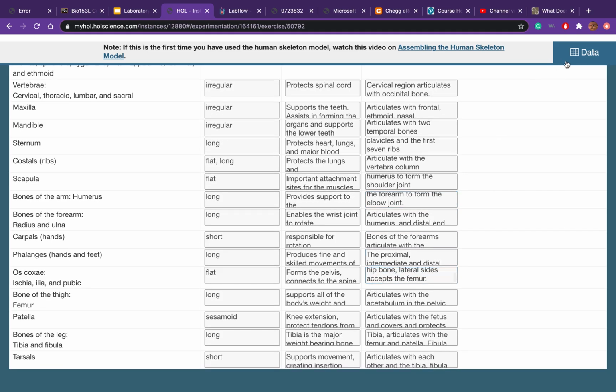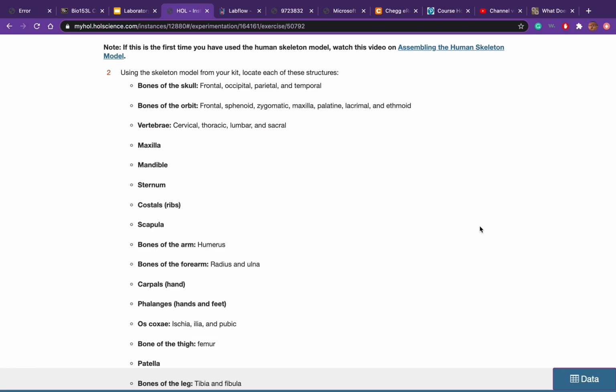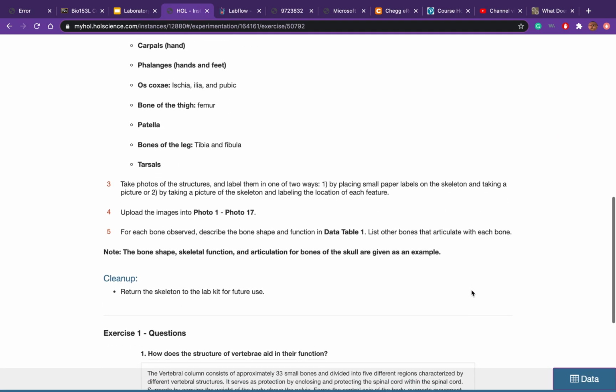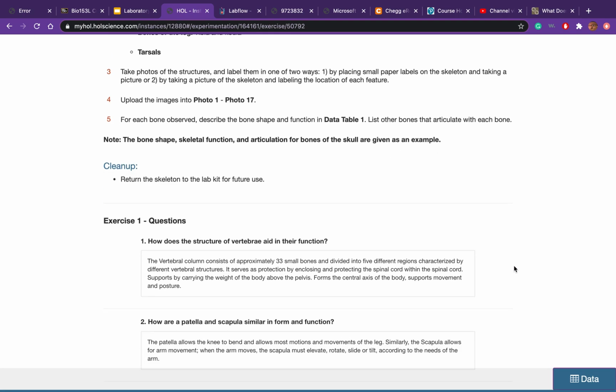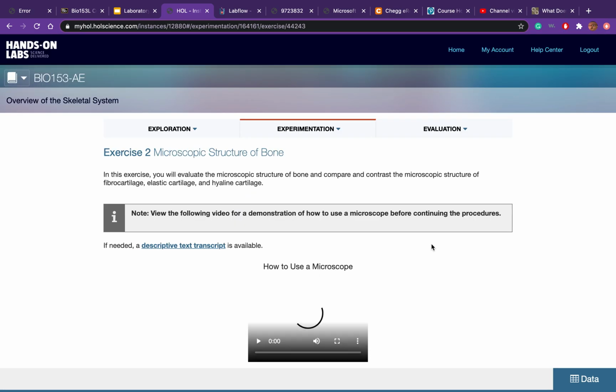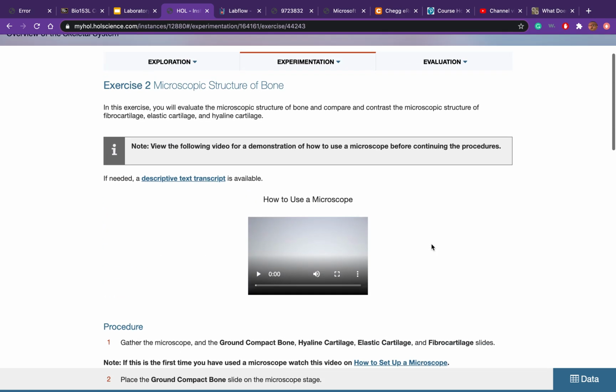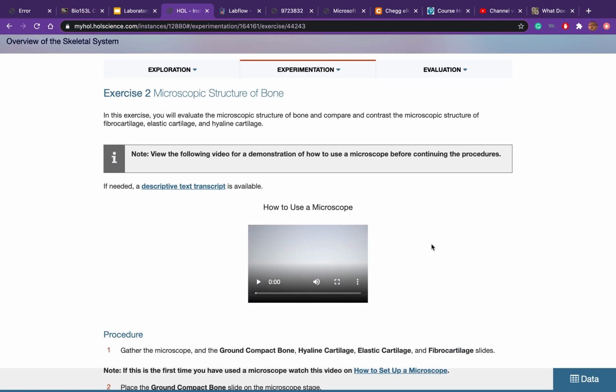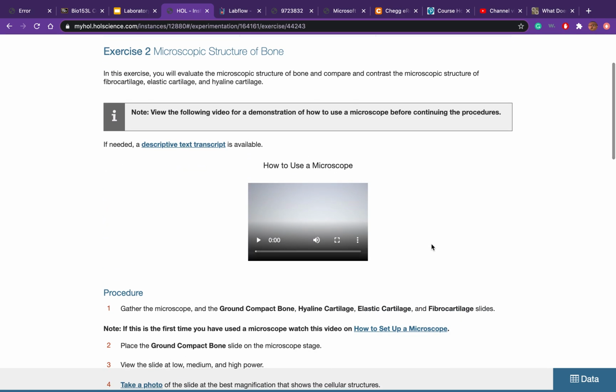All right. So that's exercise 1, with a couple of questions here that let you know what you can also find within the lab, which is the vertebrae and the patella and scapula. For the second exercise is where the microscope is going to come into play.